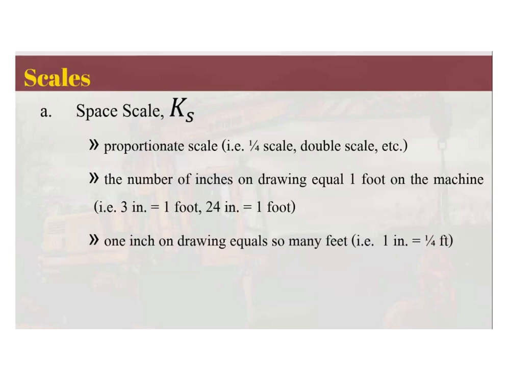The third scale is 1 inch on the drawing equals so many feet. For example, 1 inch in your drawing is 1/4 feet in the actual machine, or 1 inch in your drawing is equal to 100 feet in your actual machine. Basically, this is you trying to make your dimensions realizable and able to draw them on your paper.